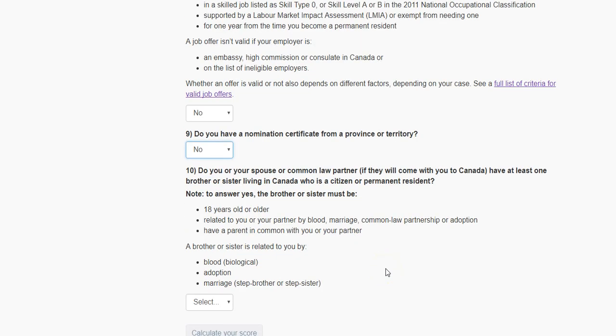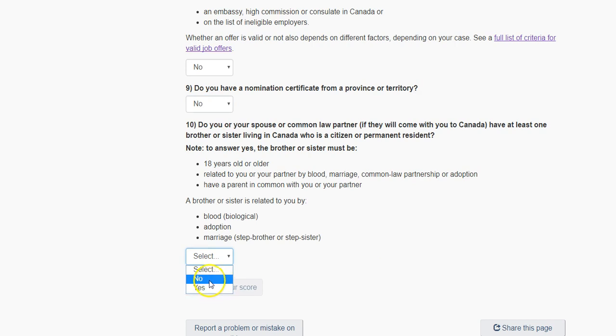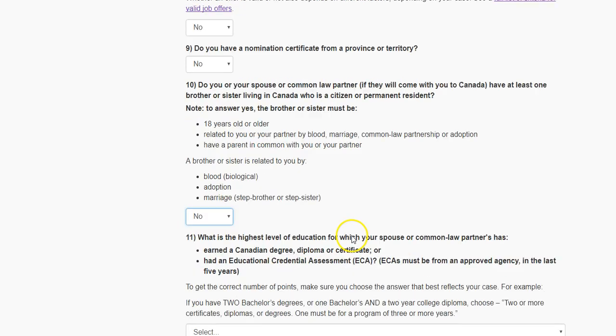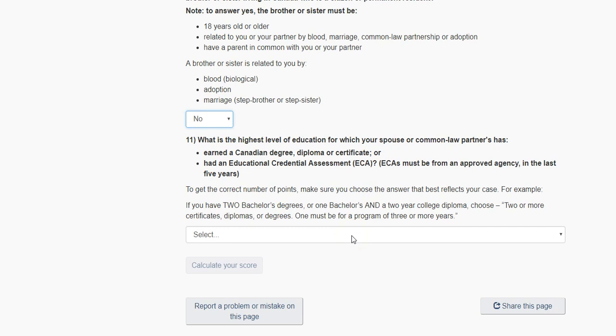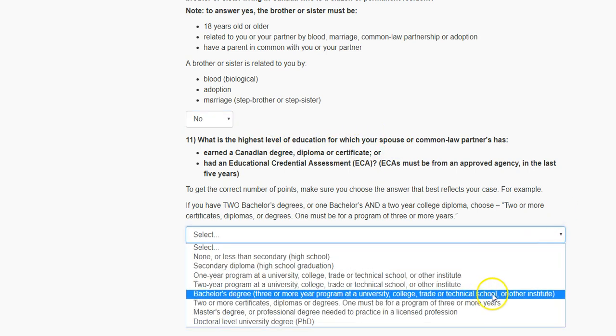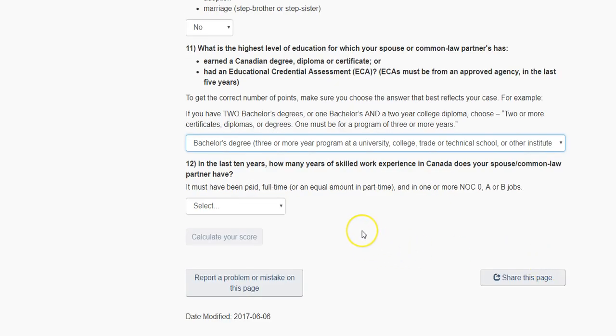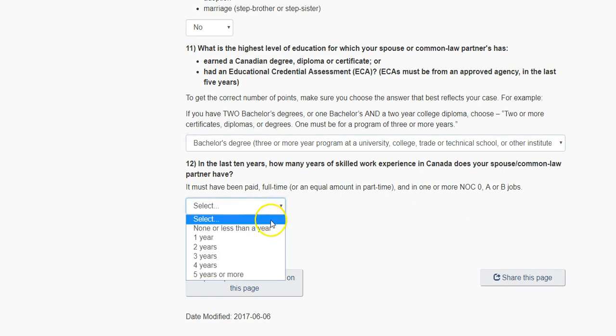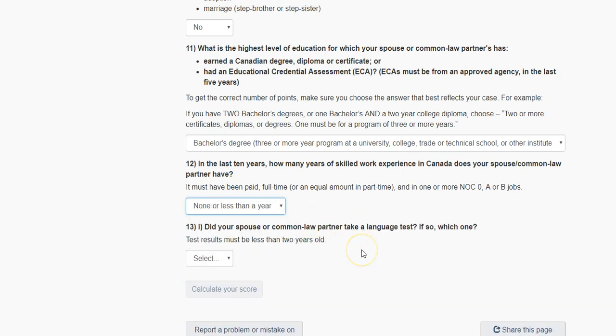Do you have a spouse or common law partner who will come with you to Canada, or at least a brother or sister? They're talking about siblings in Canada. I would say no. My wife and I are the first in the family to think about coming to Canada. Then it's asking me about my spouse's highest level of education. In this case, my spouse has a bachelor's degree as I do. Then more questions are generated: in the last 10 years, how many years of skilled work experience in Canada does your spouse have? I would say she has no experience. She never worked in Canada. I worked, but she didn't.